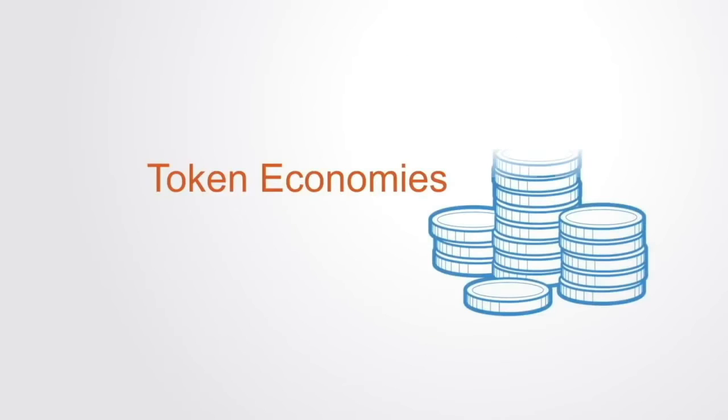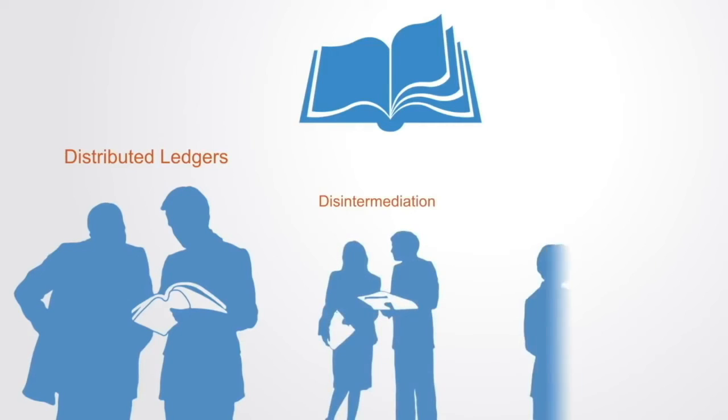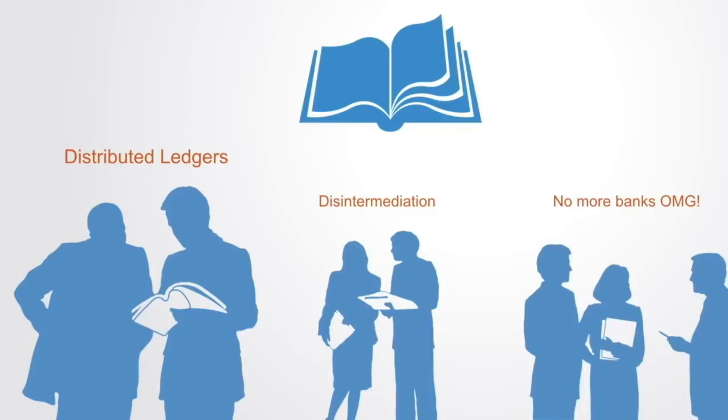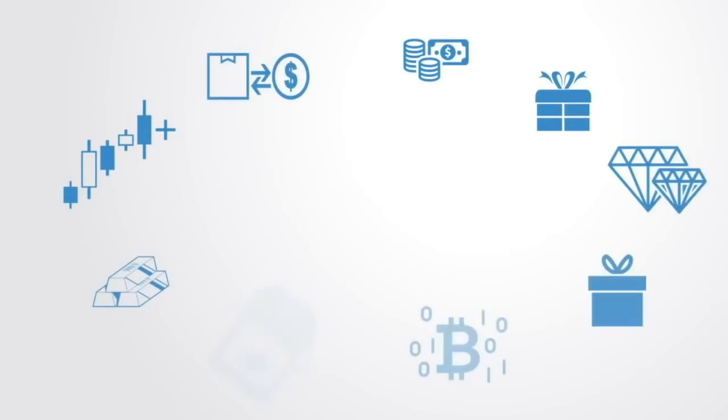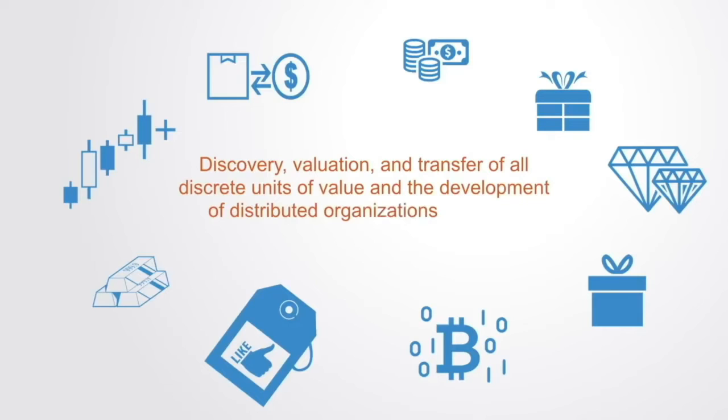Much of the current discussion surrounding blockchain remains at the level of the technology and the possibilities of distributed ledgers, as a shared, trusted database enabling the collaboration between organizations, with the resulting disintermediation of centralized institutions and market exchanges. However, its implications go far beyond this, as the blockchain concept is more than just a database or ledger. It is a new organizing paradigm for the discovery, validation, and transfer of all discrete units of value, and the development of distributed organizations via token market systems.